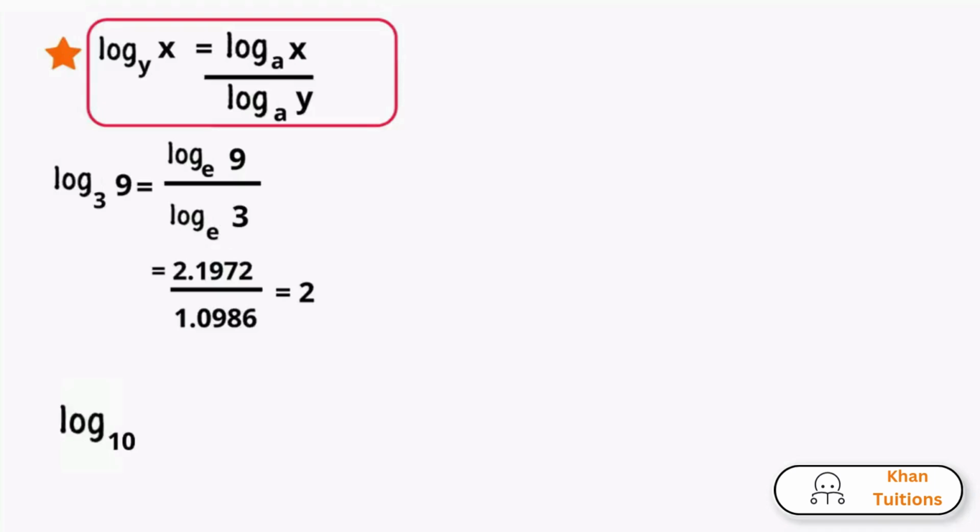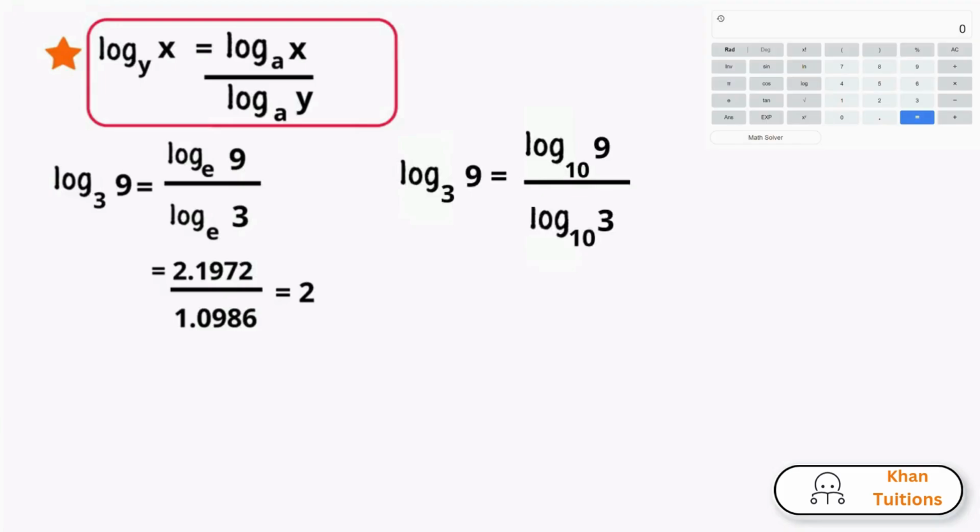Now some students might think that instead of using natural log, we could use common log. Yes, we can. Let's use common log now to see whether it gives the same answer or not. Remember, log of 10 can also be written as just log. They both are the same. So log of 9 to the base 3 is equal to log of 9 to the base 10 divided by log of 3 to the base 10.